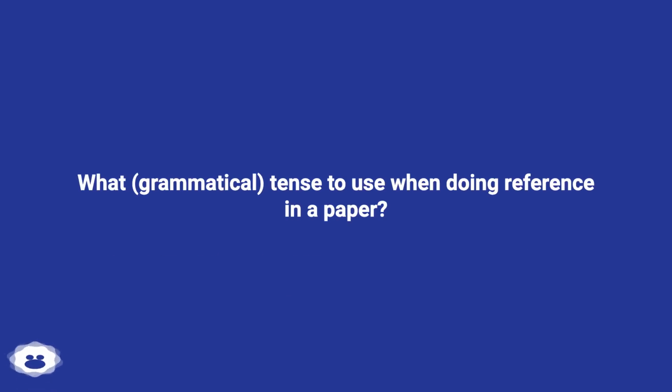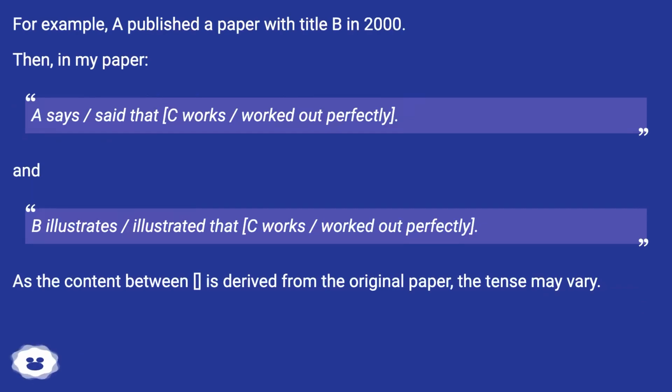What grammatical tense to use when doing reference in a paper? For example, I published a paper with title B in 2000. Then, in my paper, A said that C worked out perfectly. And B illustrated that C worked out perfectly. As the content between is derived from the original paper, the tense may vary.